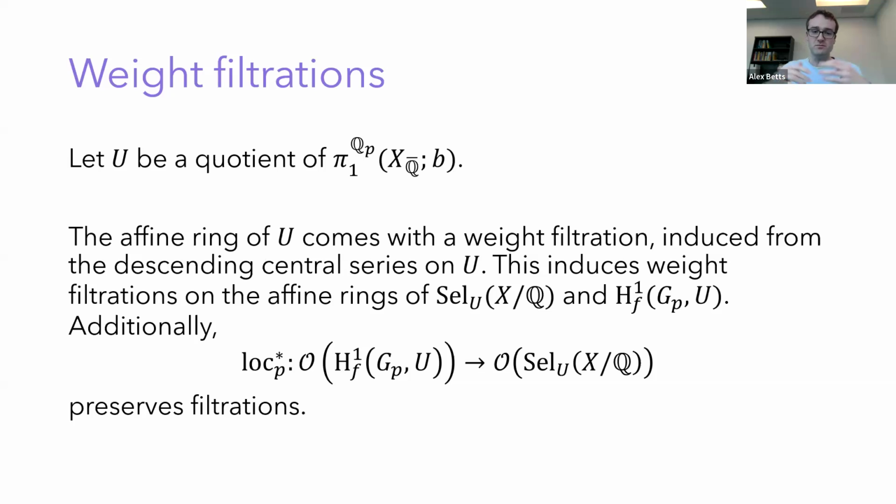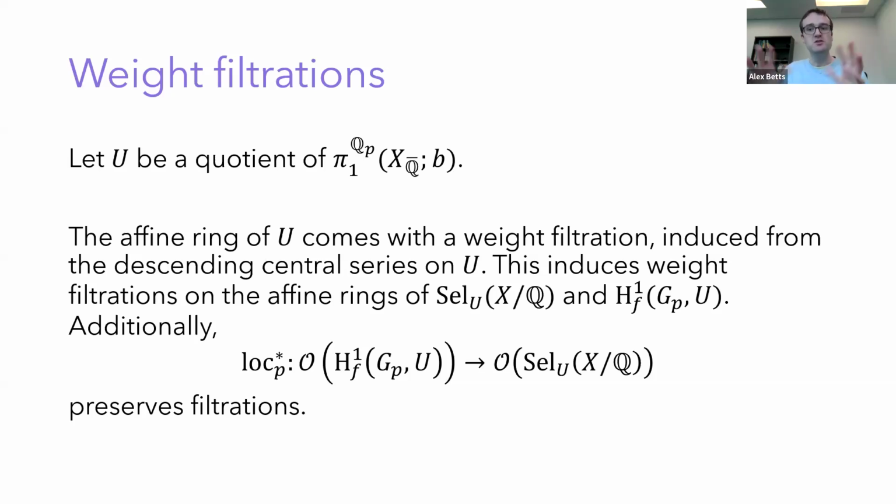And the main thing we need to do to understand the geometry of the global and local Selmer schemes is somehow motivated by this idea of thinking about weight filtrations on varieties or anything else which crops up. So this quotient of the fundamental group, however I've constructed it, comes with a canonical filtration on its affine ring, which is called the weight filtration. And this filtration is basically the one which is induced by the descending central series on my group U.